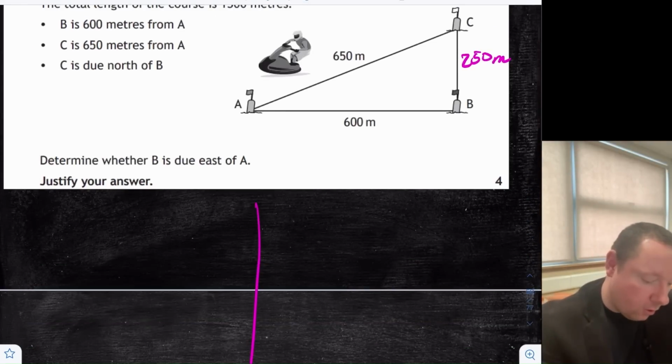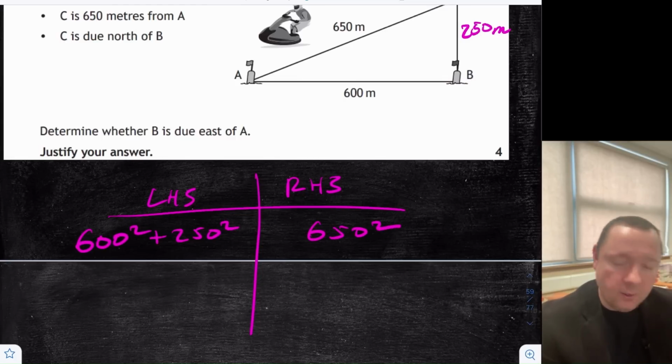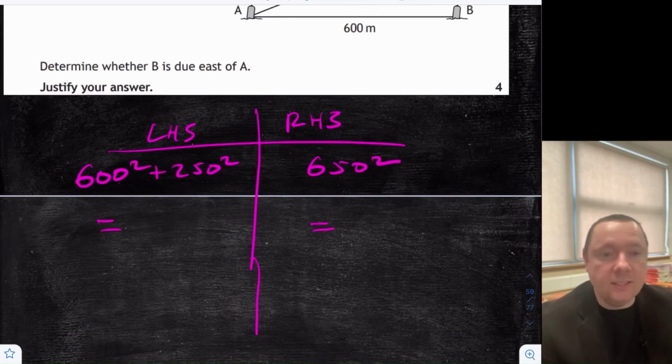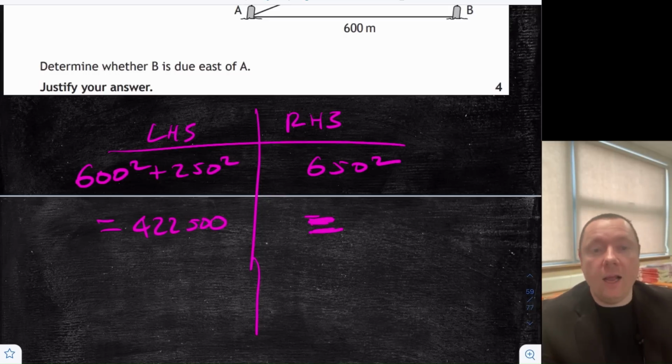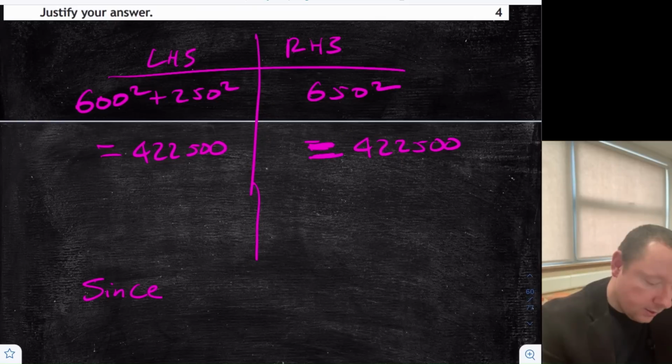Keeping it all separate, we've got a left-hand side and a right-hand side. Our left-hand side is 600 squared plus 250 squared, and the right-hand side is 650 squared. Do not write they're equal, that's why I draw a little table and keep them separate. We then work out both sides separately. So the first sum gives us 422,500, and 650 squared, if you work that out in a calculator, also gives you 422,500.